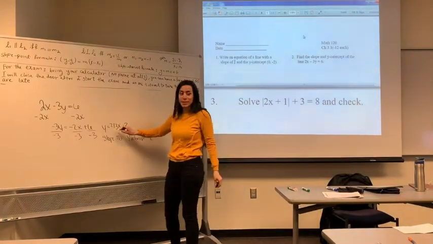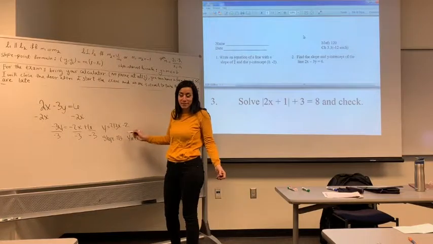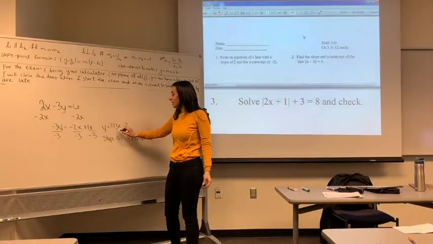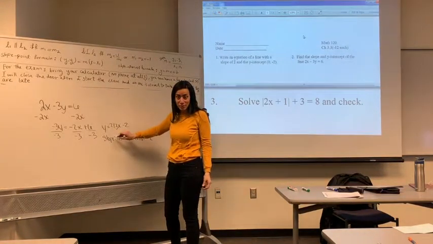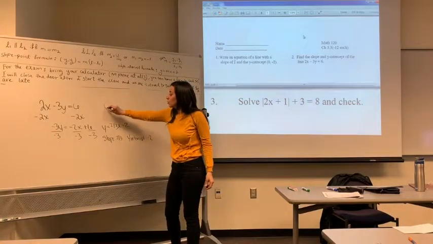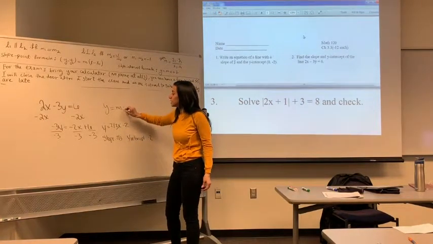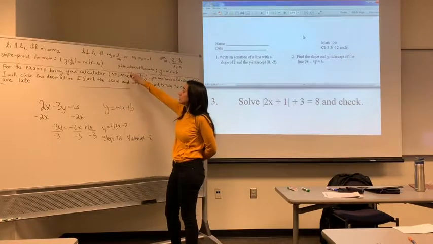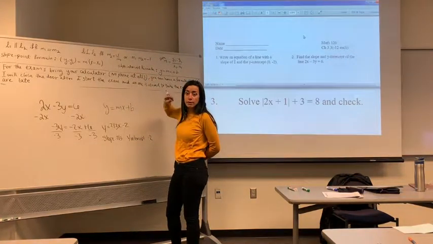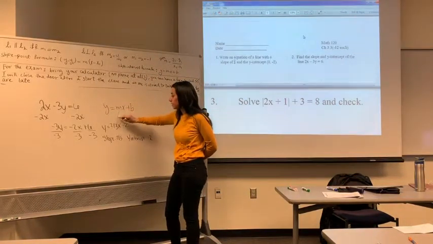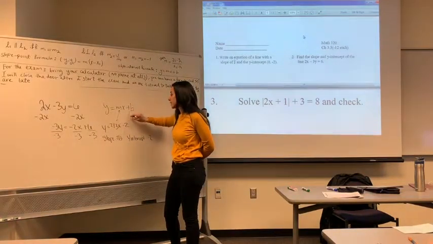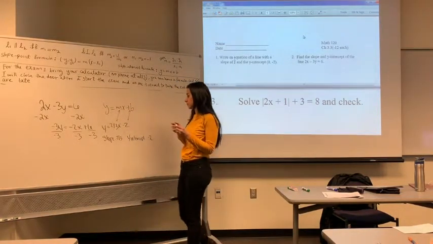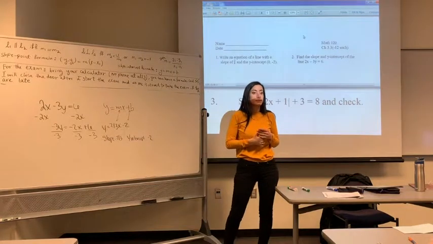Please be careful in the exam, don't write down 2 over 3x, because a slope is just the coefficient of this x, correct? So compare it with mx plus b, which is the slope-intercept formula, correct? And then if you compare, this one is the slope and this one is the y-intercept. Do you have any question?